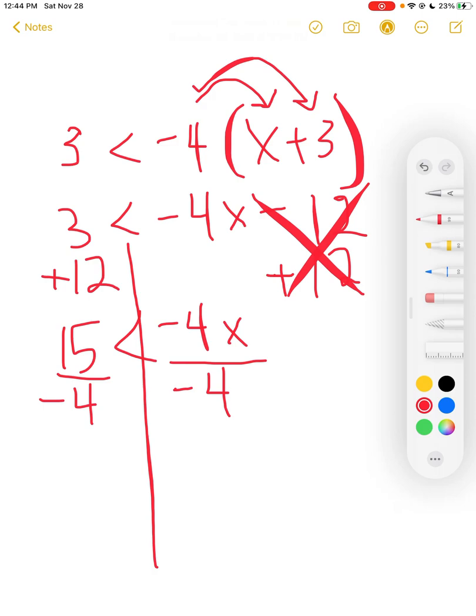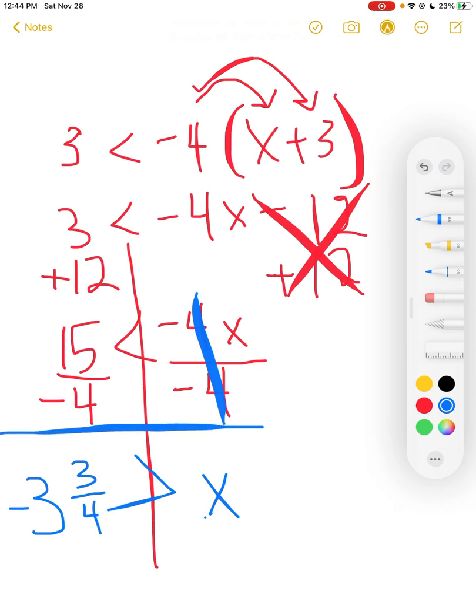Divide by a negative. What happens when we divide by a negative? Our sign flips from a less than to a greater than. We're left with x just on the right. -4 goes into 15 3 times, that would be 12, with 3/4 left over. That would be a negative answer because we divided a positive by a negative. -3 and 3/4 is greater than x. Remember, when we're multiplying or dividing by a negative, that's when that causes the sign flip.